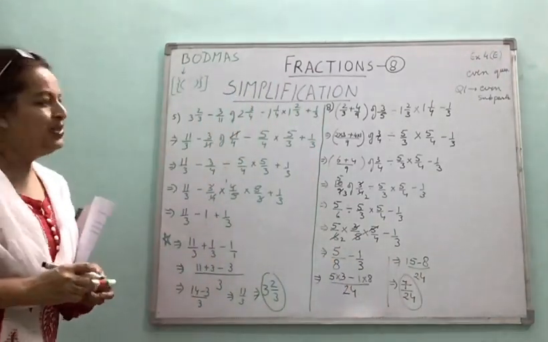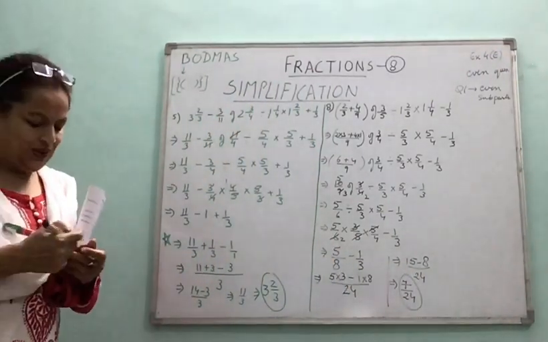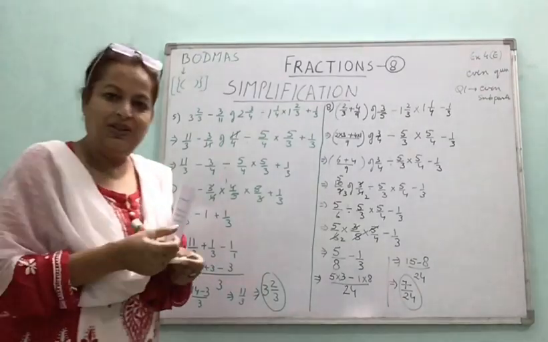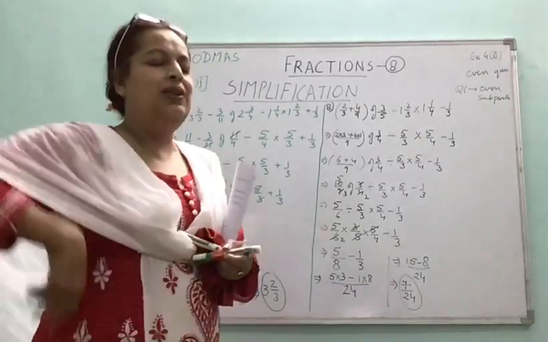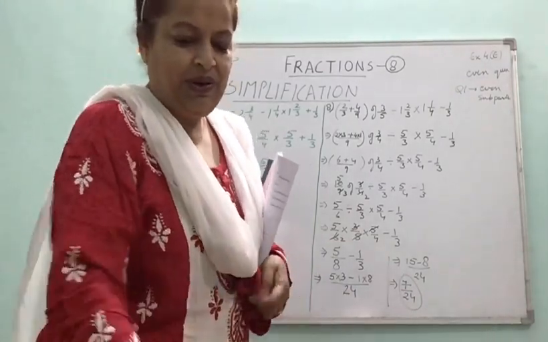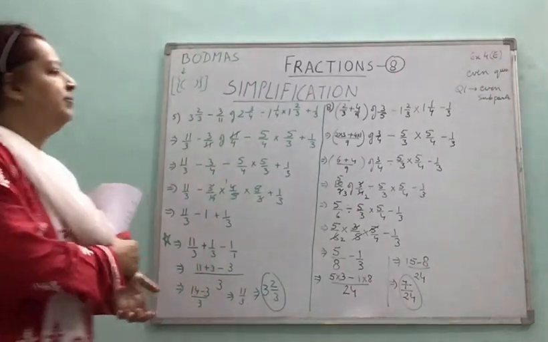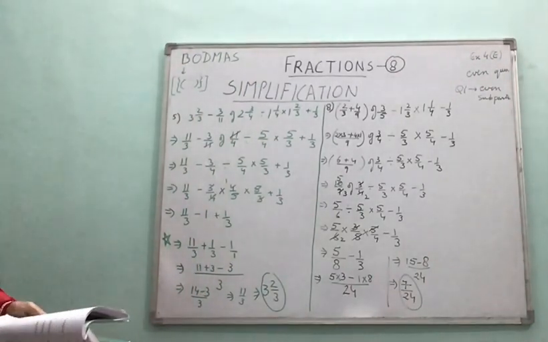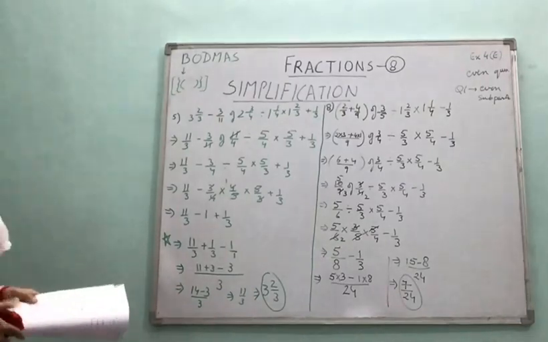Right, children? So this is how you do the simplification question. I'm sure things are clear to you. So these questions which I'm doing, you will do in your notebook. Now let's move on to, as I said, I'll take question number 12 and 14 also.